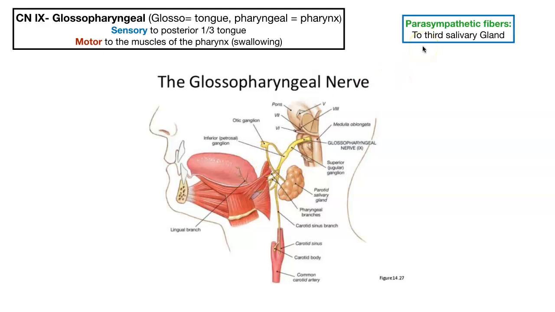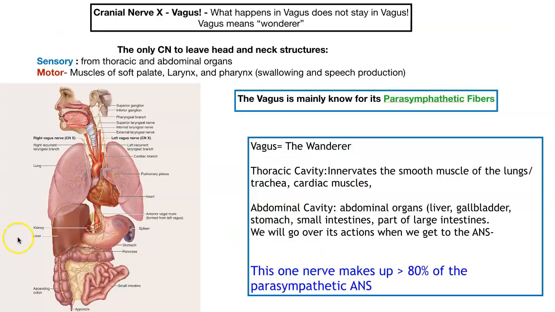And this one, cranial nerve number 9, also has parasympathetic fibers. There's 3 salivary glands. This one is going to the 3rd salivary gland. Here it is right here. You don't need to know which gland it is, but it's another salivary gland. So that's number 9.